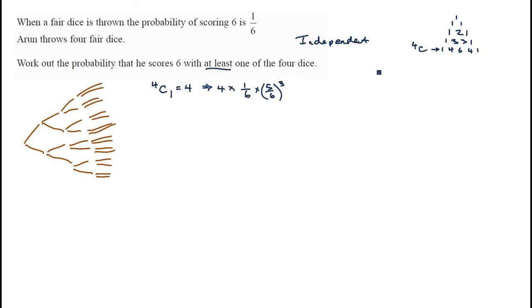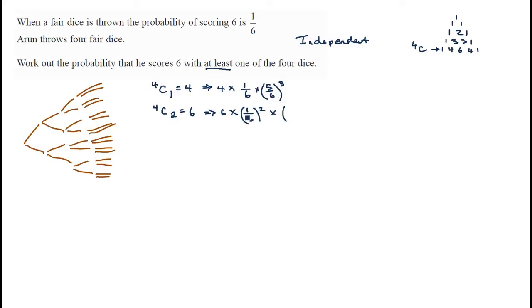Okay, now another possibility would be if we had 4 choose 2, which is going to equal 6. So that's when we have 6 times this sort of possibility. So we would have 2 sixes this time. So we'd have 1/6 times 1/6, so I'm going to write that squared. And this would be squared as well, so 5/6 times 5/6.